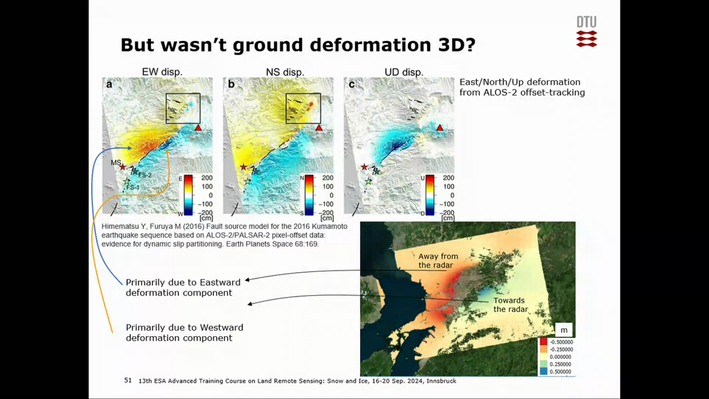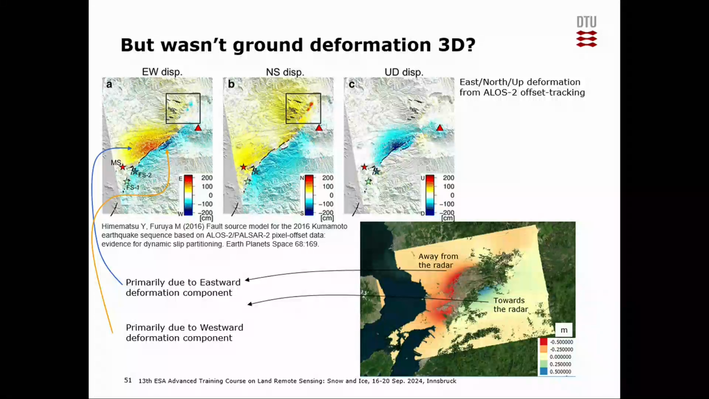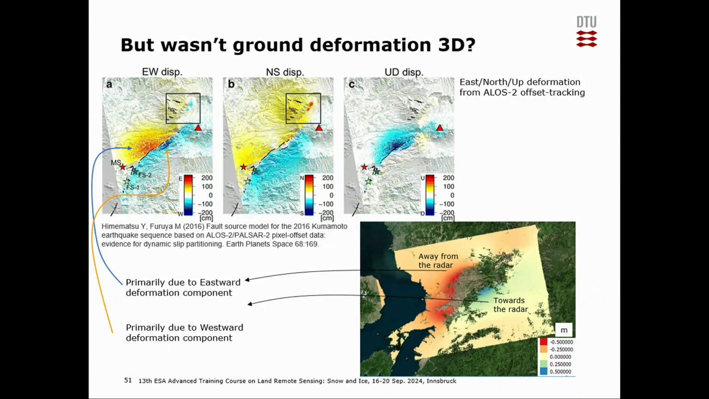Okay? But, of course, we have ascending and descending passes. So what we don't see in one geometry, usually we see in the other geometry. So that is something which we must keep in mind. There are also techniques to measure motion in the flight path direction, and one of them is offset tracking. Are there any questions before we jump to offset tracking?